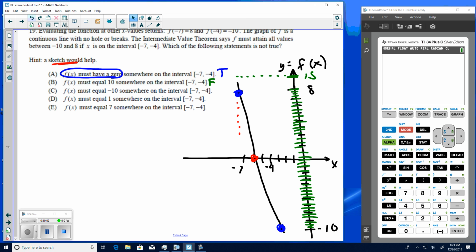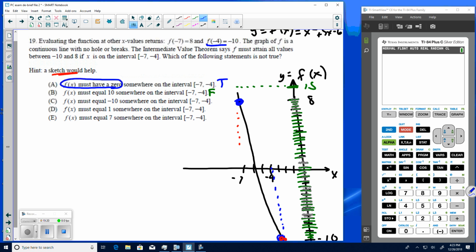Let's check the other three. f of x must equal negative 10 somewhere. Sure enough, and in fact, it occurs all the way at the right endpoint, right? At the right endpoint, at negative 4, we know that f of x is equal to negative 10. In fact, we were told that as part of the prompt. So that's obviously true.